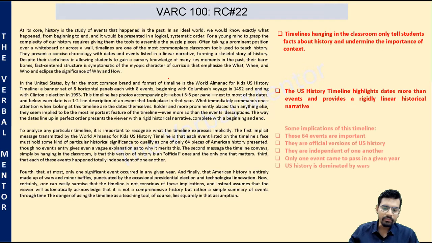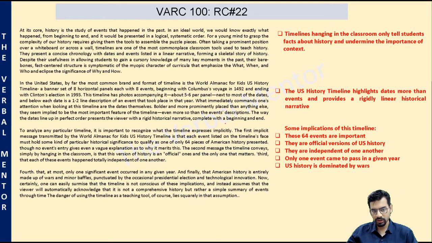Okay. And in the last two paragraphs, author talks about the implications of these timelines. So they imply that there are only 64 important events in US history. It also implies that these events are the official versions of US history. This is exactly how the events occurred. They also imply that these events were independent of one another. They also imply that only one event came to pass in a given year. And finally, they also imply that the US history is dominated by wars.